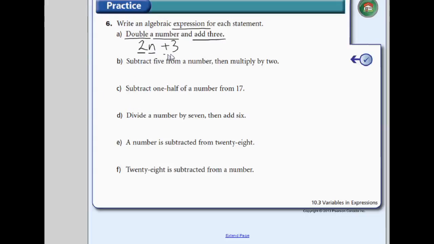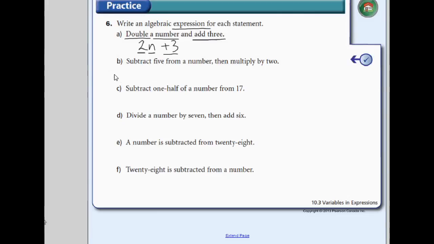And then we see add 3 and we see plus 3. It works from left to right. But when you see this, subtract 5 from a number, this is when it gets tricky. So you have to look out for the "from a number" when you're doing subtraction, because it actually is the opposite way.